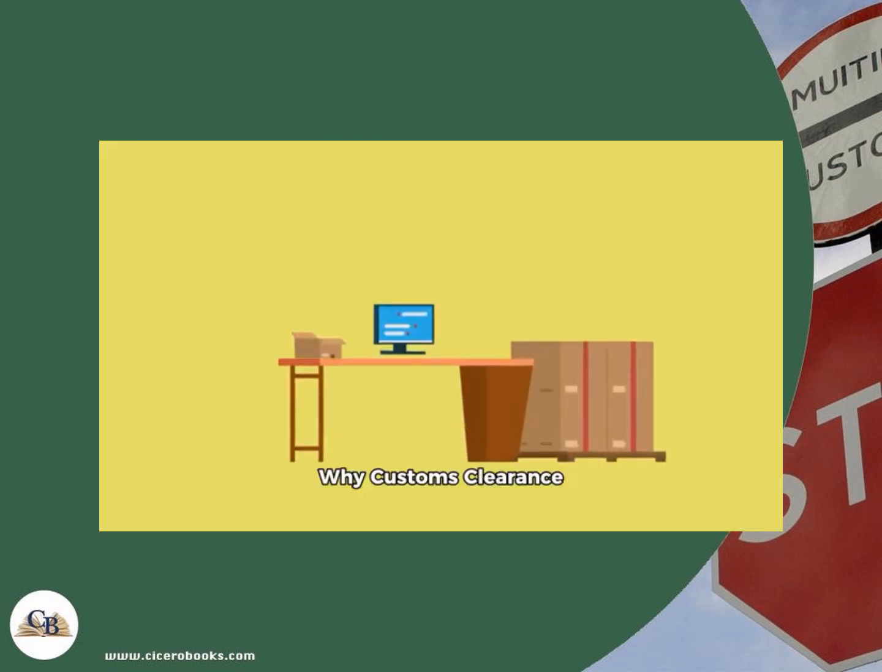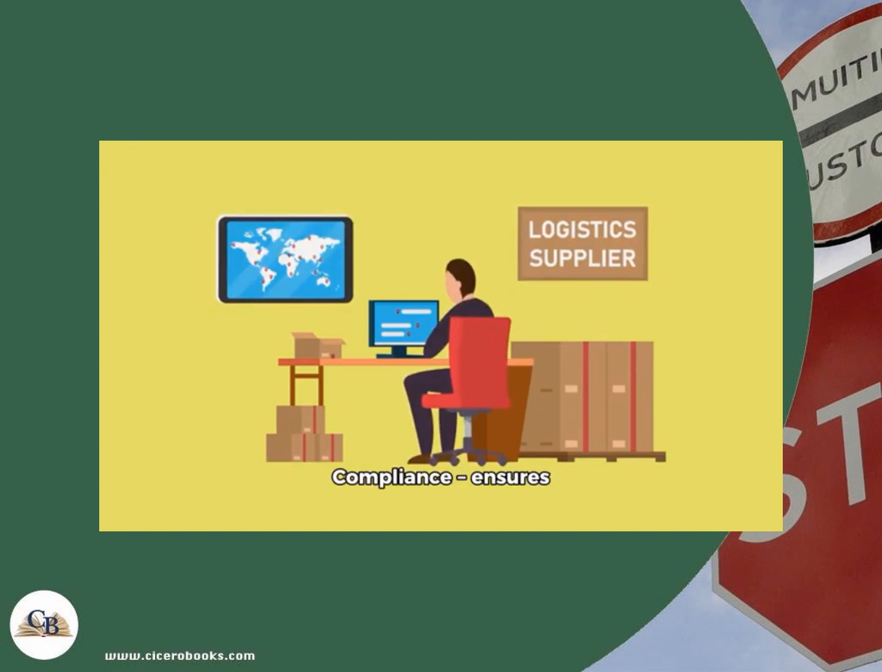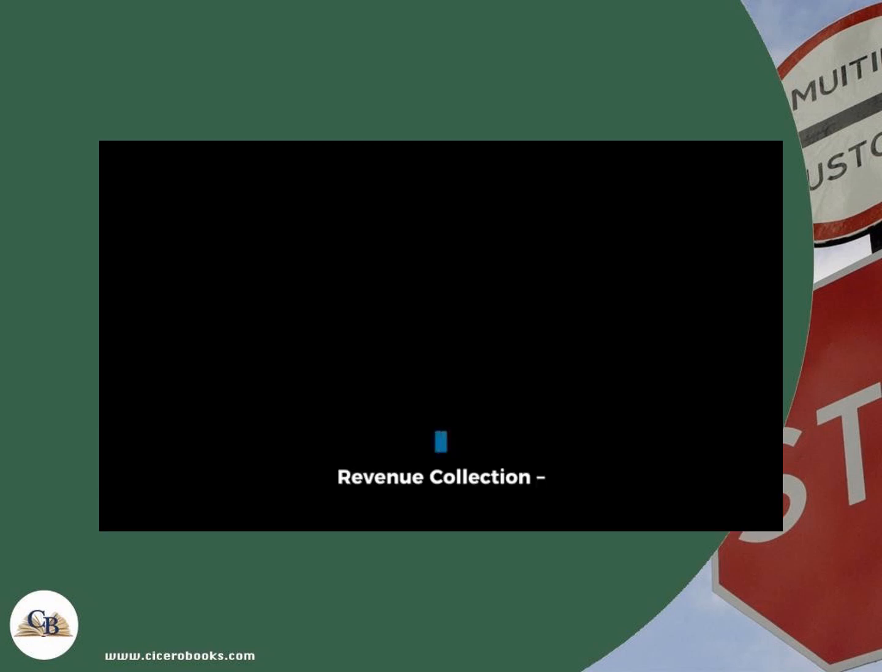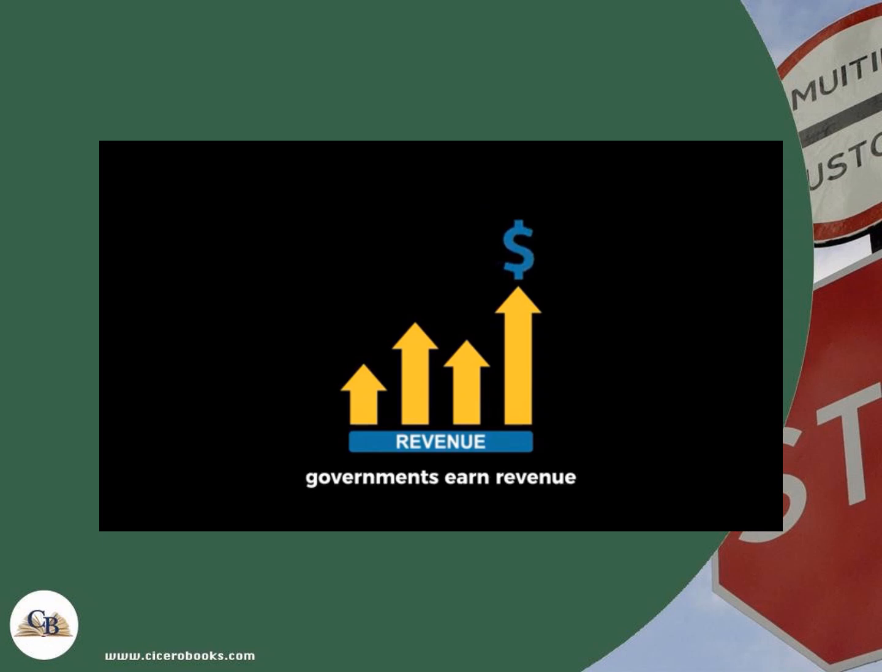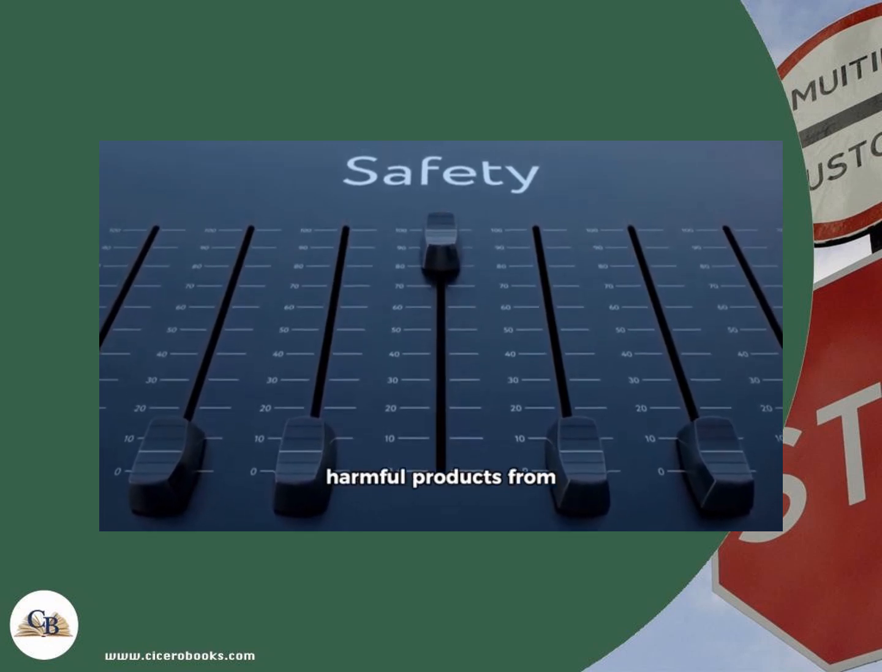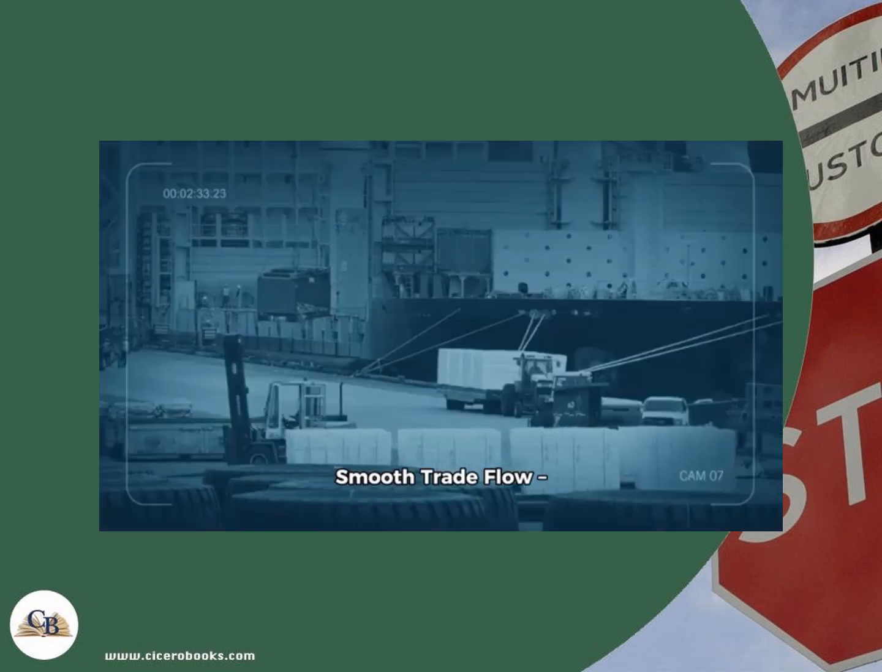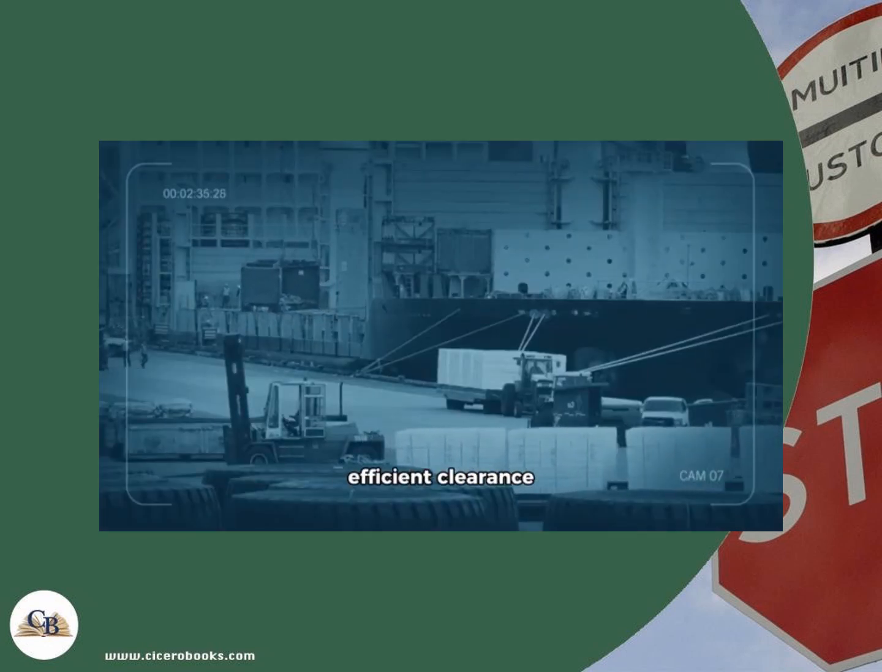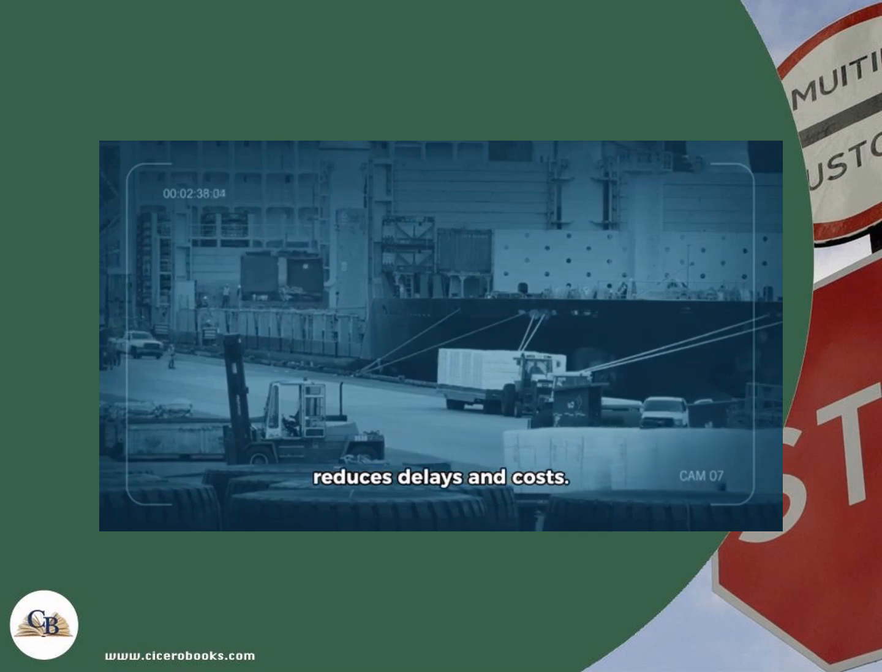Why customs clearance matters. Legal compliance ensures trade follows national and international laws. Revenue collection: governments earn revenue from duties and taxes. Safety and security: it prevents illegal or harmful products from entering markets. Smooth trade flow: efficient clearance reduces delays and costs.